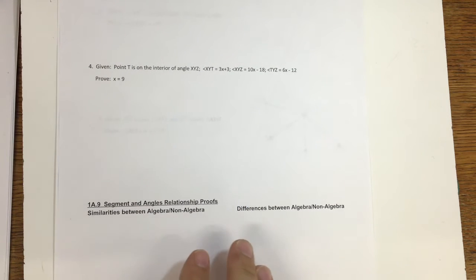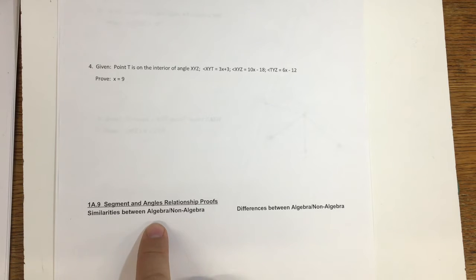All right, we're going to take a look now at our final lesson video for Unit 1A, Lesson 9. We're going to be talking about segment and angle relationship proofs. And these are going to be more of what we consider non-algebra proofs. So we're going to talk about the differences between the proofs we've already done so far, which have been algebra proofs, meaning we've been using equations. We've been using our algebra properties, algebra skills to solve these equations and do that in proof form.